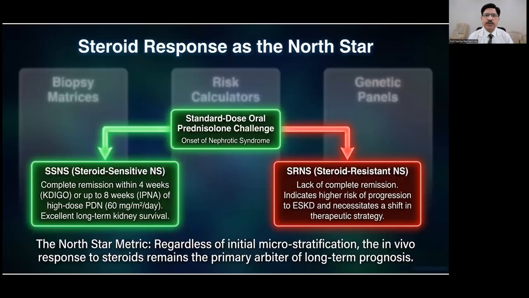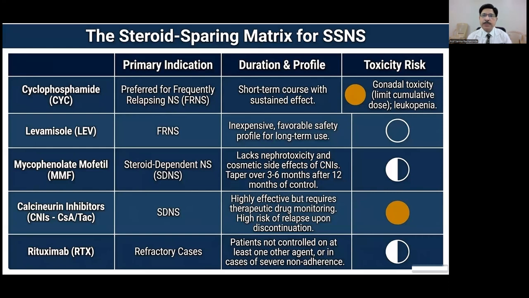Then what do I do? Steroid response as the North Star: standard dose oral prednisolone challenge at onset of nephrotic syndrome, SSNS, steroid sensitive nephrotic syndrome, steroid resistant nephrotic syndrome. North Star metric: regardless of the initial microstratification, the in vivo response to steroids remains the primary arbiter of long-term prognosis. Means a fellow who responded to steroid will have a better prognosis than a fellow who did not remit with the initial steroid exposure.